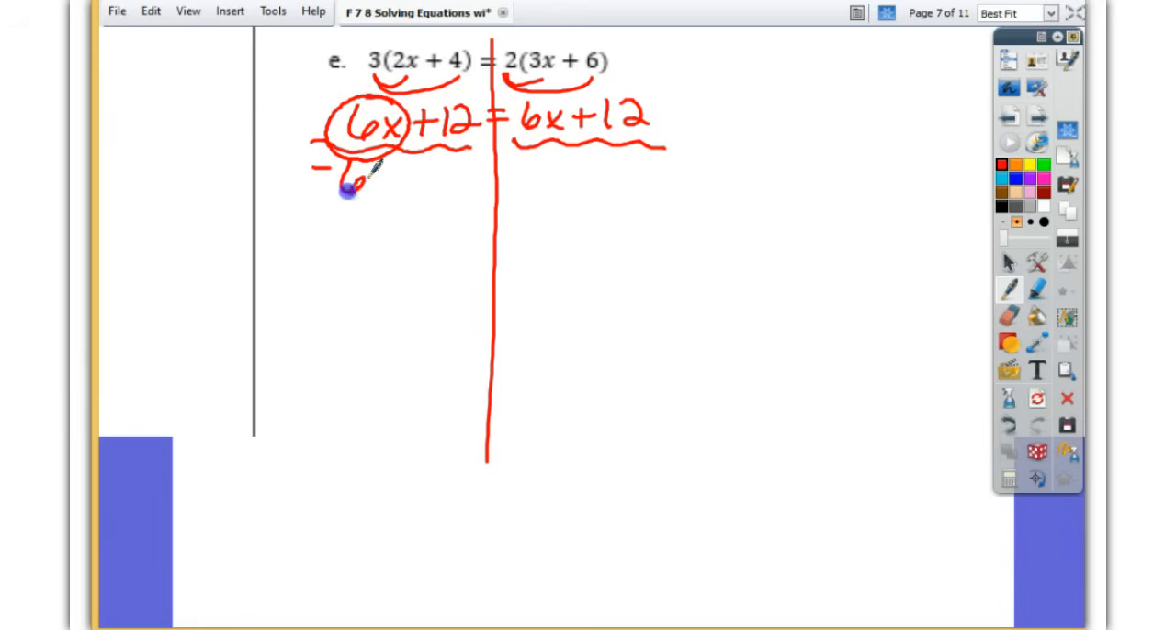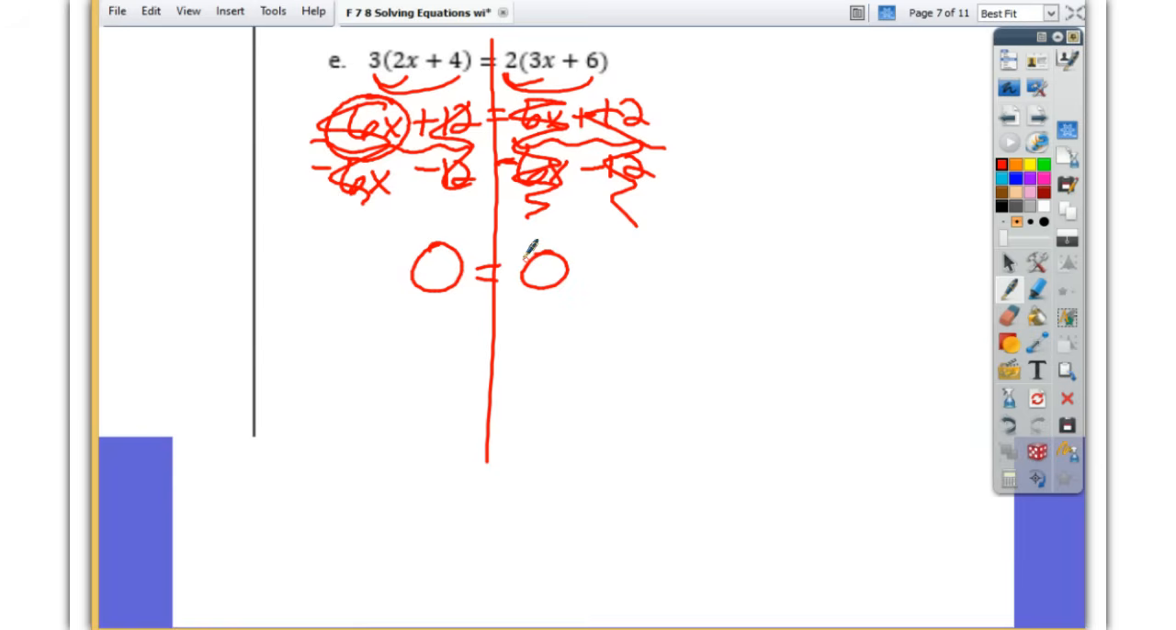Maybe I'll go to the negative 6x, minus it to both sides. Cancels out, but wait a minute, it cancels out over here too. Well, what happens if I minus the 12? Well, those cancel out too. I get 0 equals 0. So far, I'm right. Infinite. All right, when the numbers are the same on both sides, infinite solutions. Infinity and beyond, all numbers, all solutions. Any number in the whole wide world will work in that equation.